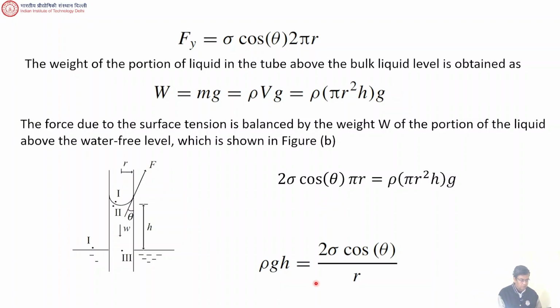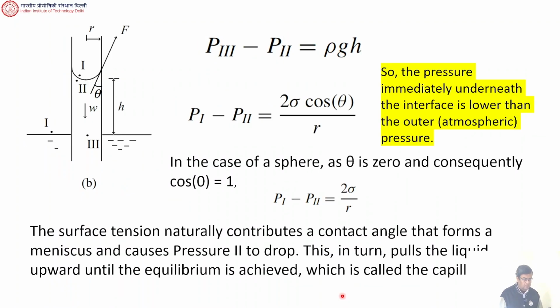So this tells you that rho g h is, you divide by pi r squared on this side, so you get 2 sigma cos theta by r. You can also see that h will be larger if you have a smaller value of r. That explains why the liquid should go up to a larger height if you have a narrower tube. So we understand this.